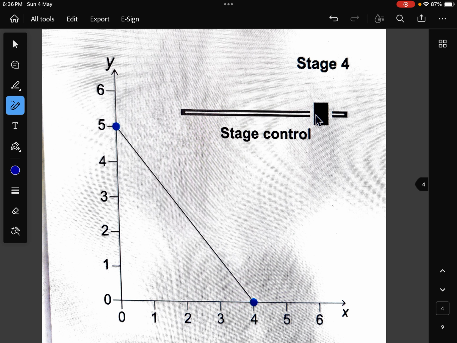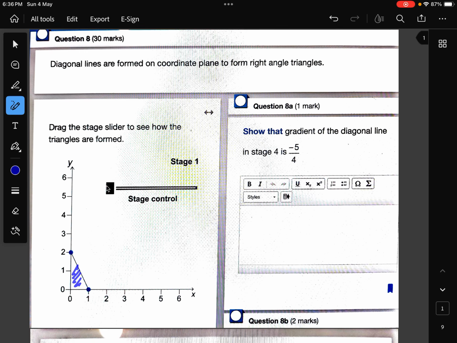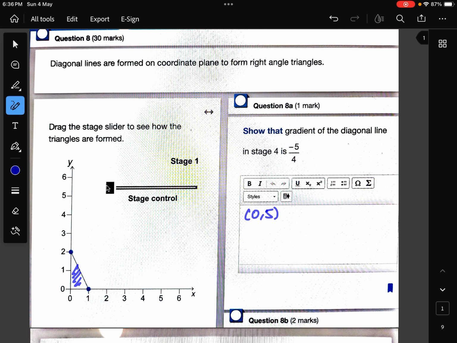So the first part of the question is we need to show that the gradient of this is -5/4. We know that this point is (0, 5) and this point is (4, 0). So back to the question. If I have (0, 5) and (4, 0) and you want to find the gradient, you could use the formula, which is y2 minus y1 over x2 minus x1. So this will be x1, this will be y1, this will be x2, this will be y2.